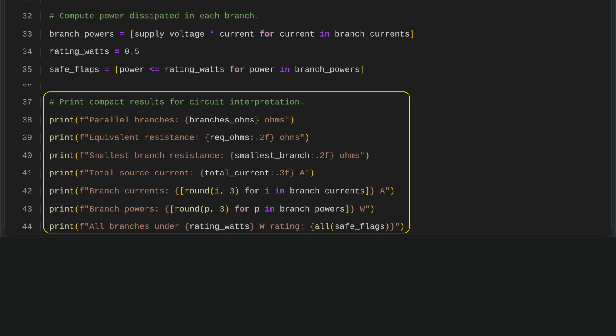The output summarizes a parallel resistor network by showing the branch resistances, the equivalent resistance, and the smallest branch resistance. It then reports the source current, each branch current, and the power dissipated in each branch using appropriate decimal formatting. Finally, it checks whether every branch stays within the specified power rating and prints the resulting true or false value.